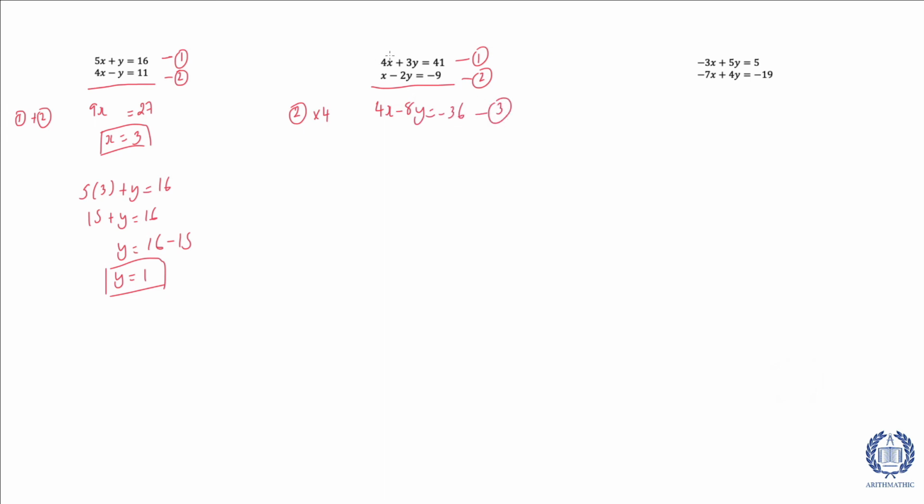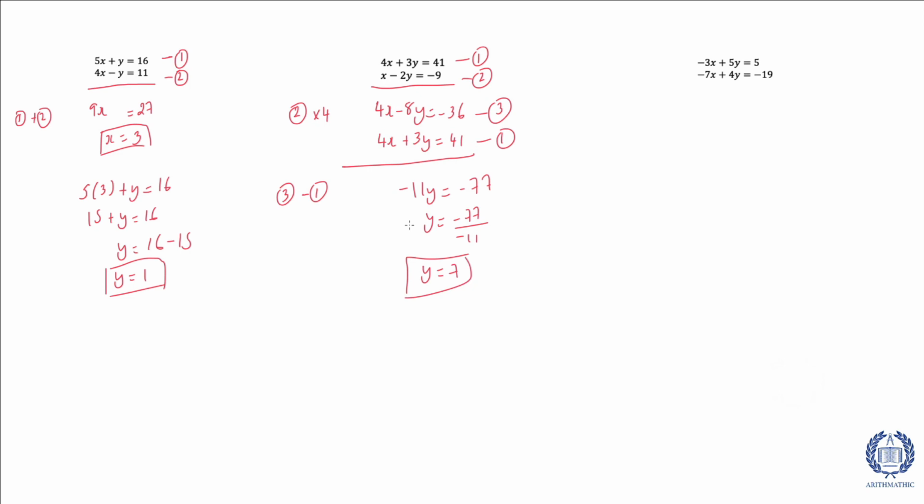Equation 3. Bring equation 1 down. So 4x plus 3y equals 41. So that's equation 1. Now, you need to get this to 0. The only way I can do that is by taking them away. 4x minus 4x is 0. Minus 8 minus 3 is minus 11y. Minus 36 minus 41 is minus 77. So then y is equal to minus 77 divided by minus 11. So y is equal to 7.